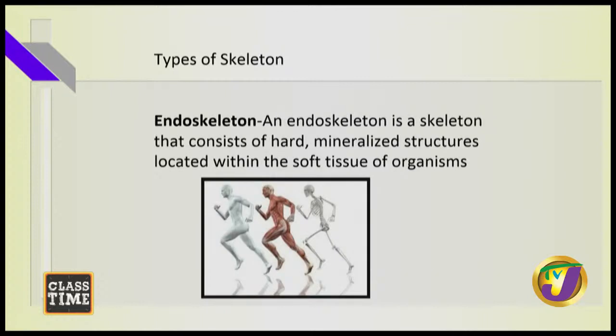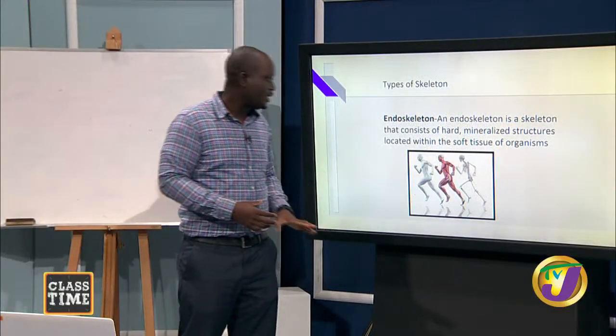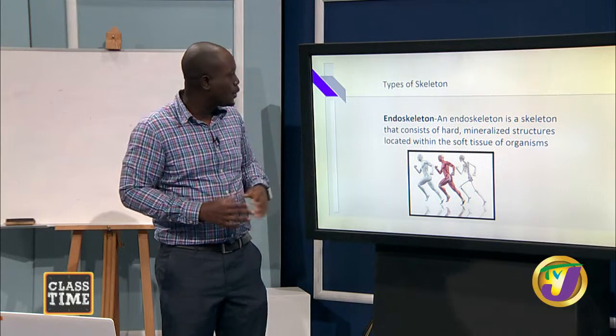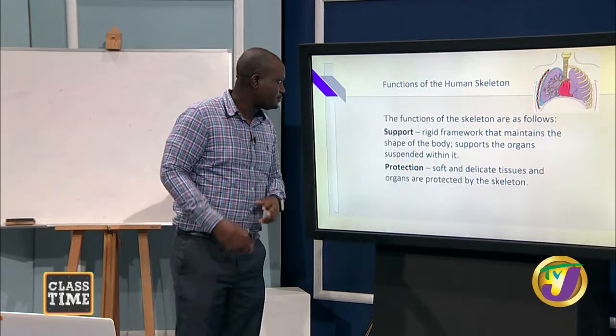Now here comes what we have, the endoskeleton. So exo means outside, endo means inside. So our skeleton is within our bodies, so you can't really see our skeleton. The endoskeleton consists of hard mineral structures located within soft tissues. So it's inside the body of the organism. And that is the type of skeleton that we are going to look at going forward.